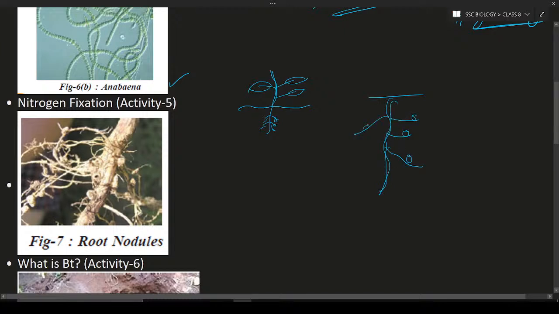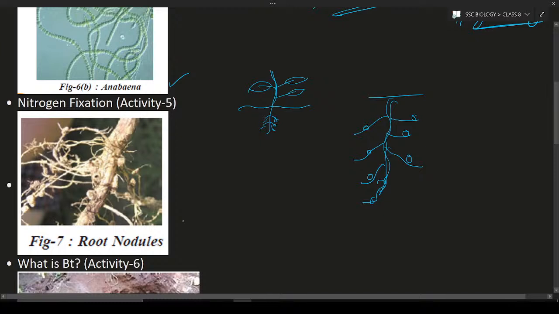What are these small, tiny, round nodule-like structures? These structures are known as root nodules. They are present in the legume family, which means the plants belonging to the legumes will have them. For example, the groundnut also has nodules. They are nothing but groundnut nodules.